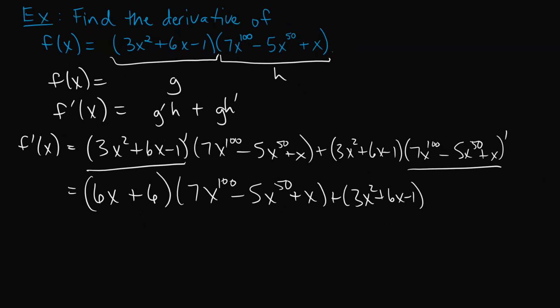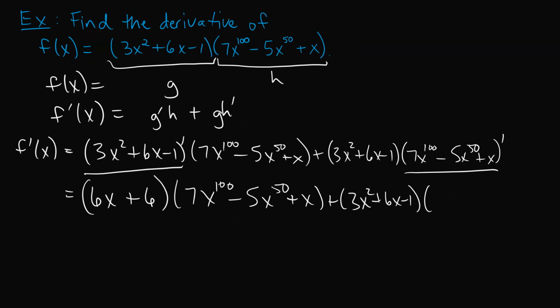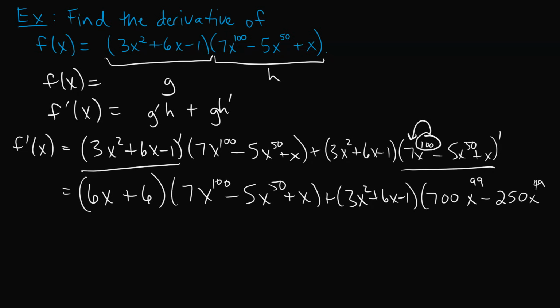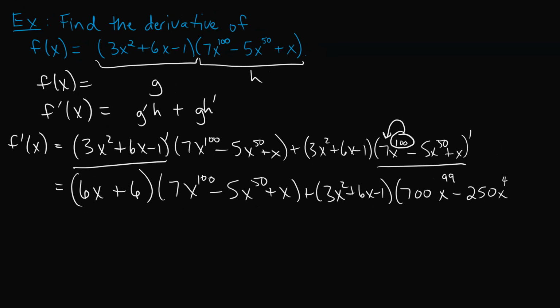And here we get, okay, so our exponent becomes our coefficient, and then we multiply that by the constant multiple to get 700 x to the 99th power. Again, minus 250 x to the 49th power. And then, let me fix that 9. And then the derivative of x is just 1. And that's it. That's our derivative.